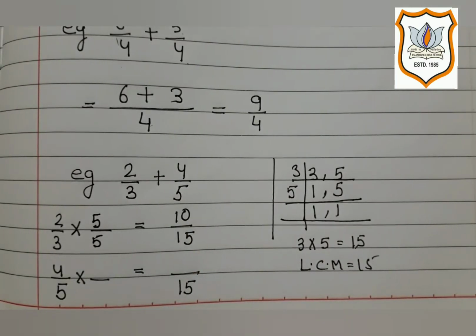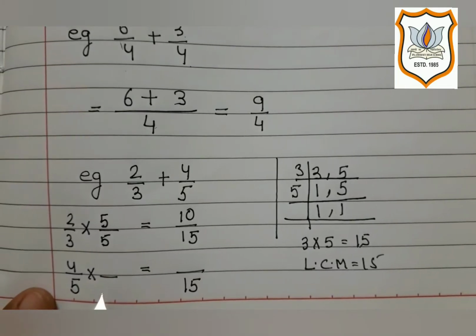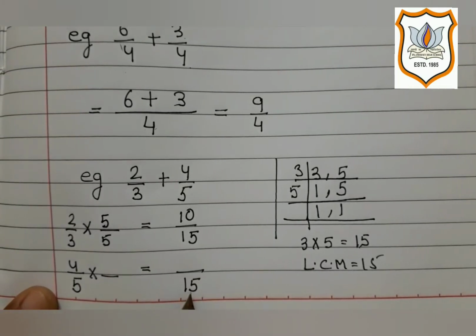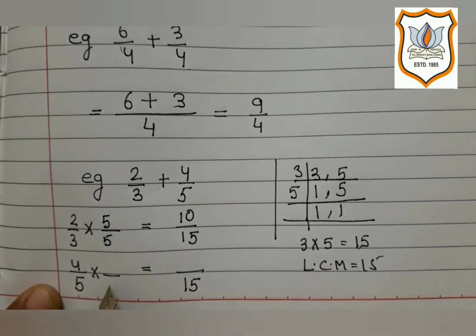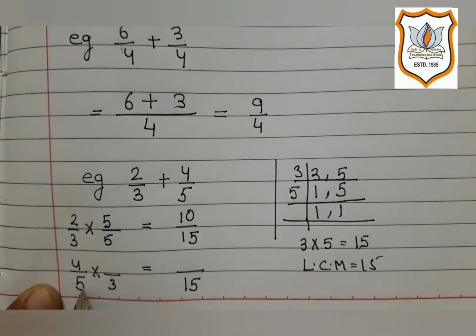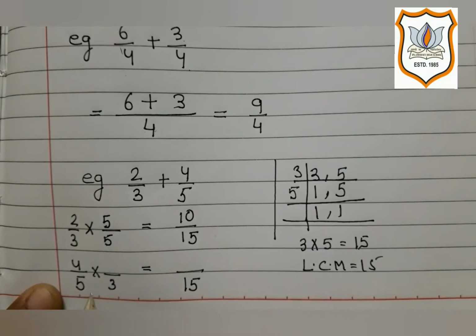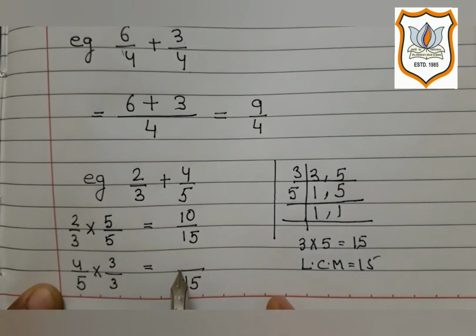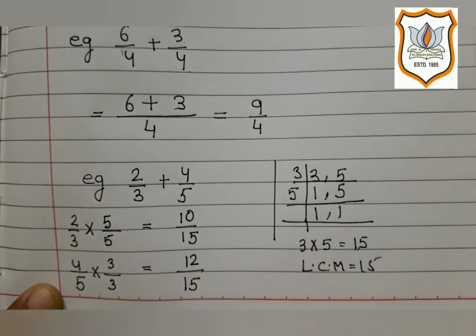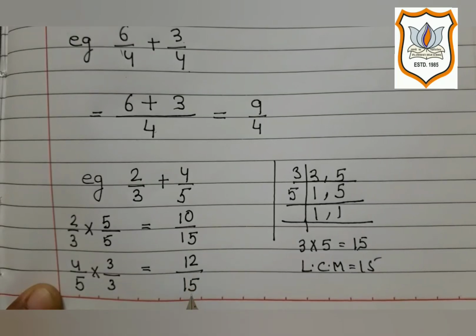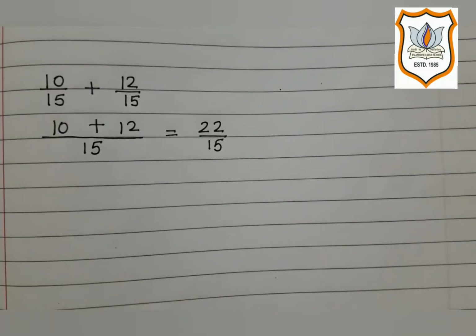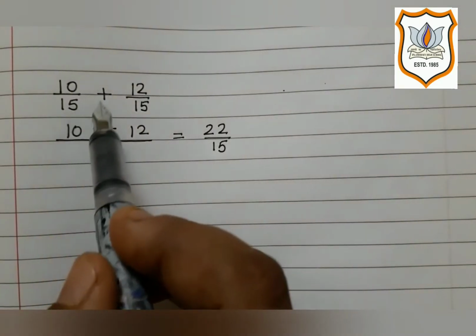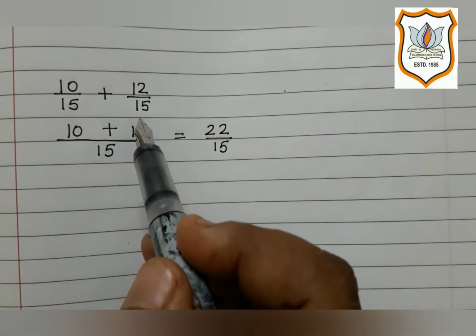In the same way, 5 is multiplied by what so that it will become 15? 5 is multiplied by 3, 5 3s are 15. So 4 is also multiplied by 3. 4 3s are 12. Now the fraction becomes 12 upon 15. Now the fraction becomes 10 upon 15 plus 12 upon 15.